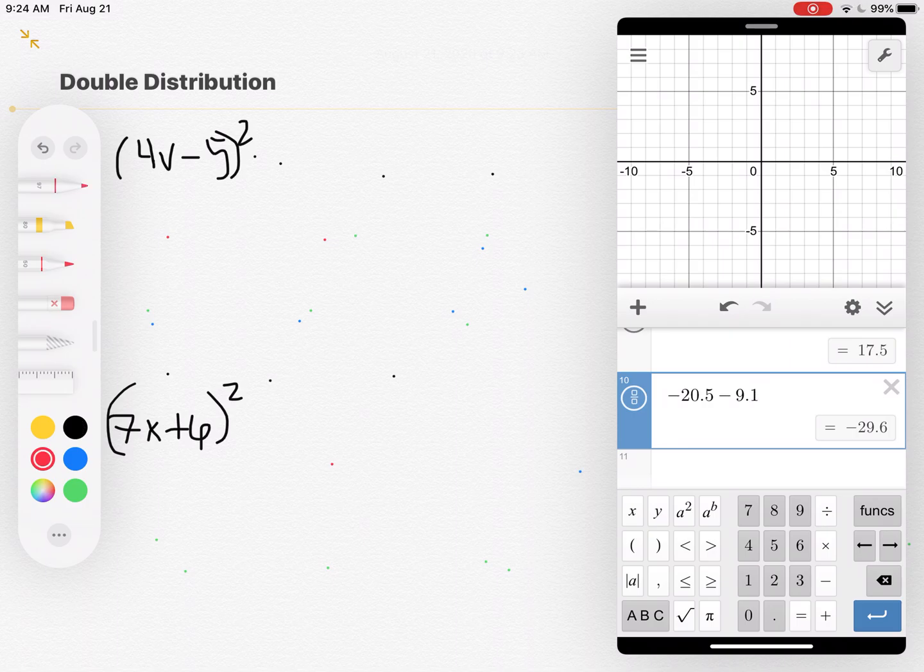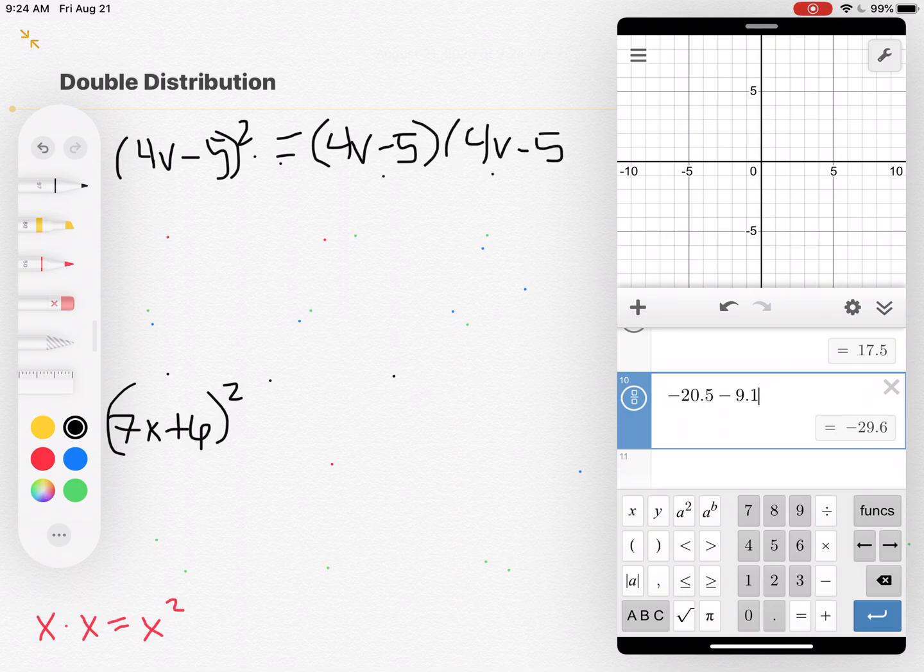But I'm going to write this down here in the corner. Think back to when I have a variable times itself, it turns into that variable squared. So x times x is x squared. If I have a set of parentheses by itself, it turns into that set of parentheses squared. So 4v minus 5, all in parentheses squared, is the same as 4v minus 5 times 4v minus 5. Now that we've rewritten it, it looks like double distribution. So let's do it. 4v times 4v is 16v squared.